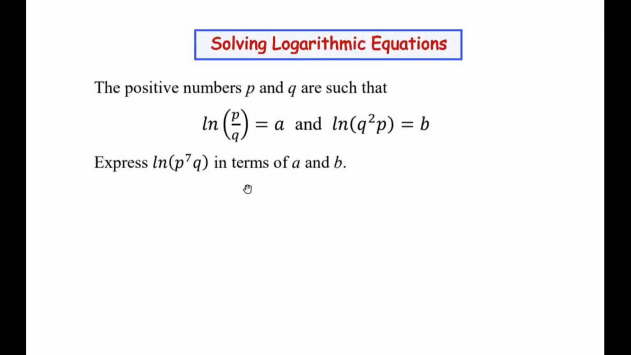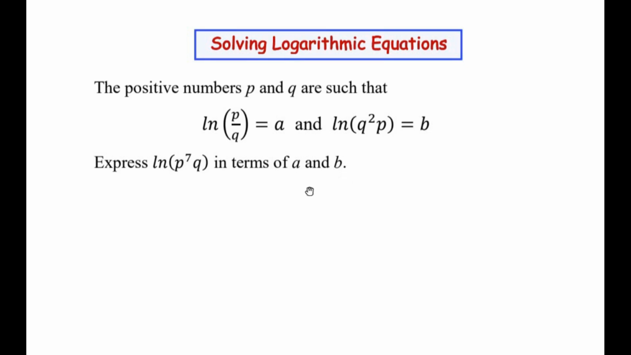In this video we are going to solve an example involving logarithmic equations. The positive numbers p and q are such that ln of p divided by q is equal to a and ln of q square times p is equal to b. Express ln of p to the power of 7 times q in terms of a and b.